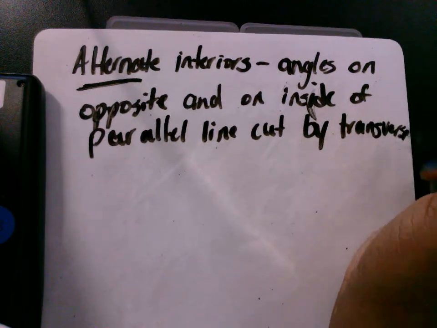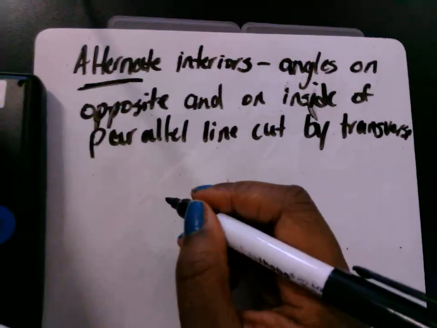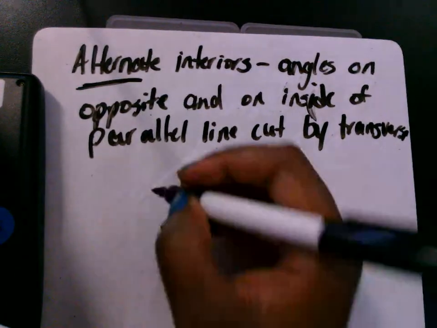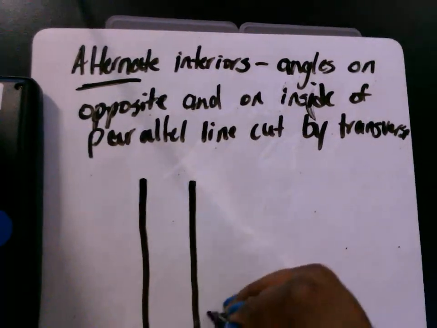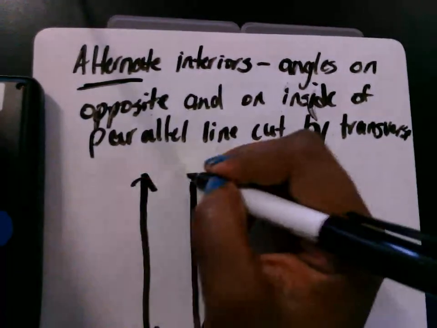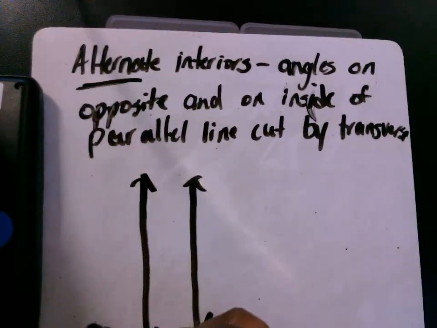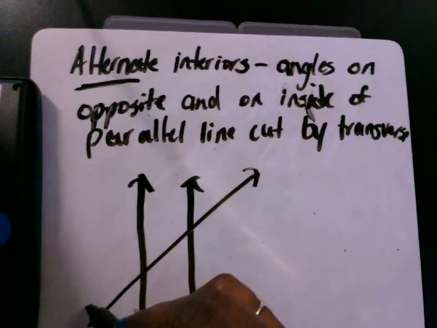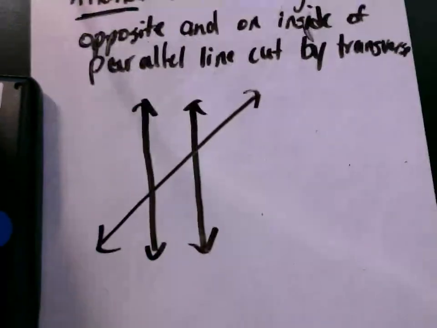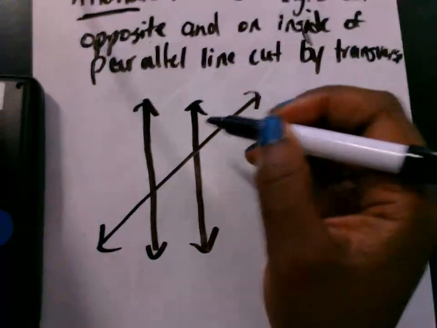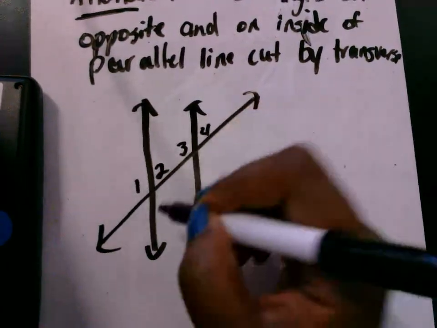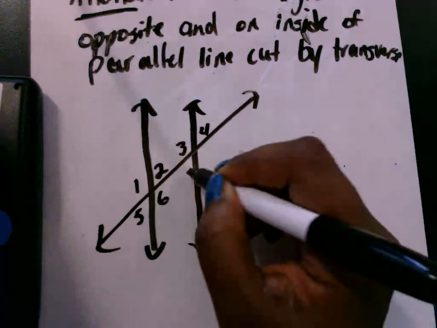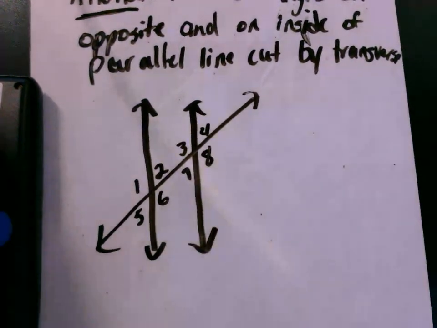Okay? So let's draw it. Let's suppose that I have two parallel lines going this way. And let's do a transversal line going up like this. Okay, I'm going to list angles. 1, 2, 3, 4, 5, 6, 7, and 8.